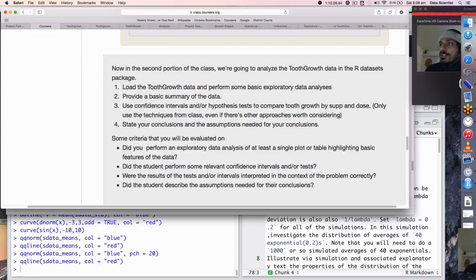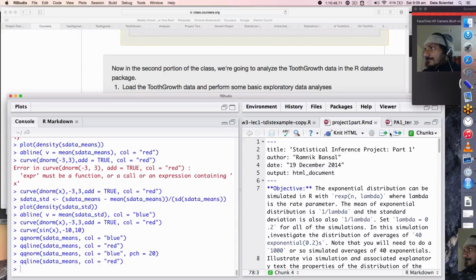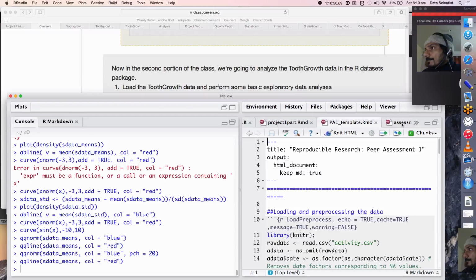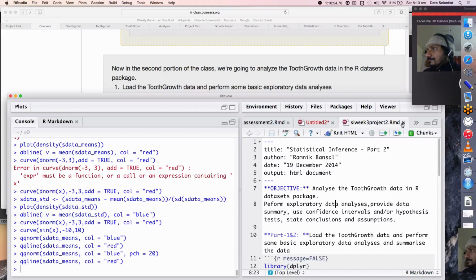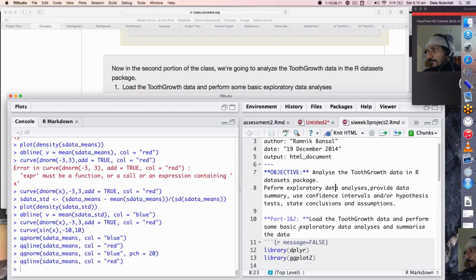It says: load the tooth growth data, it's an inbuilt data, and perform some basic exploratory data analysis. Then provide a basic summary of the data, and use confidence intervals and/or hypothesis tests to compare tooth growth by supp and dose. What does that mean? We'll look at it. First, let us look at the tooth growth data. The first thing I need to do is load the data. So this is my part 2.